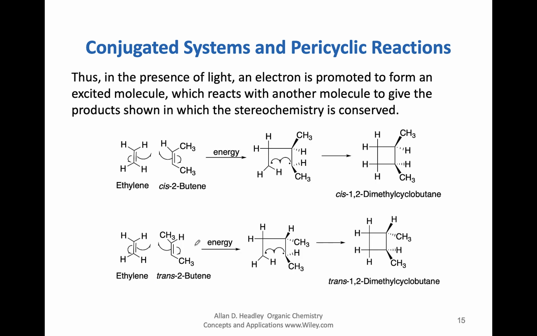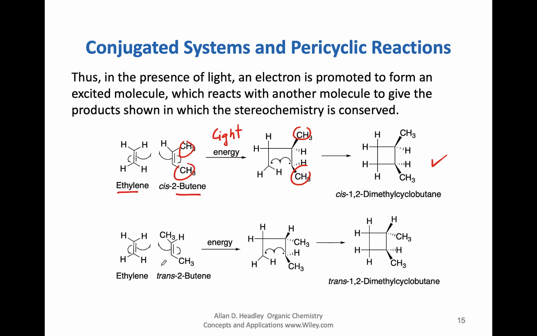Okay, so the application of this is, if we have ethylene and cis-2-butene, energy, in this case light, as we've shown from before, of a specific wavelength. You need not put the specific wavelength, just put light. The electrons start to flow, create a bond right here, a diradical is produced, and of course this closes up to give the product. Same here. Notice the stereochemistry. This is the cis, so it remains cis, and the product is cis.